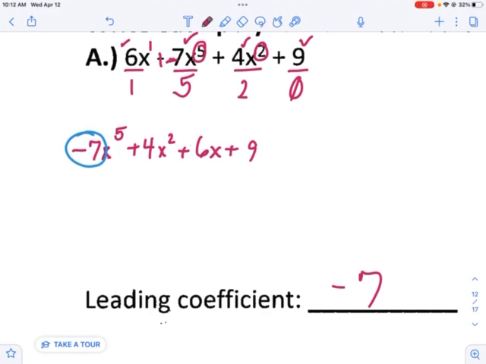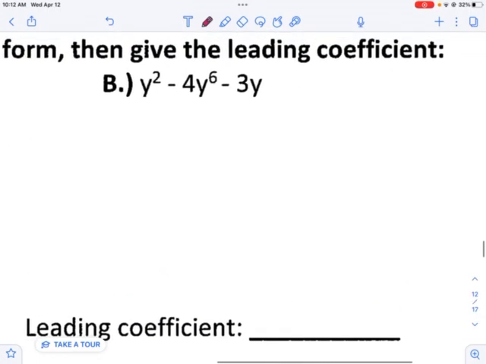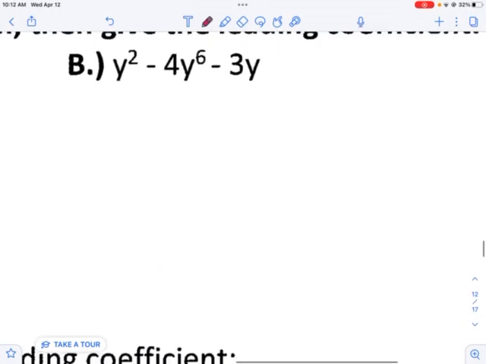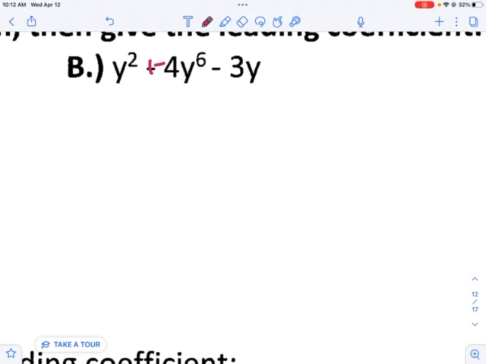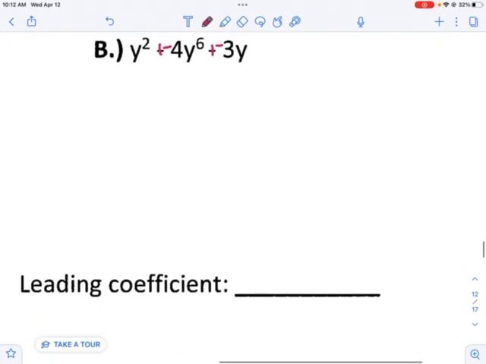All right, let's check out B. I have some pencil mark tricks I'm going to do, plus negative 4y to the 6 plus negative 3y. Again, let's find the degree of each monomial. My first one has a degree of 2. My second one has a degree of 6. And hopefully you wrote a 1 on that y, so my third term has a degree of 1.